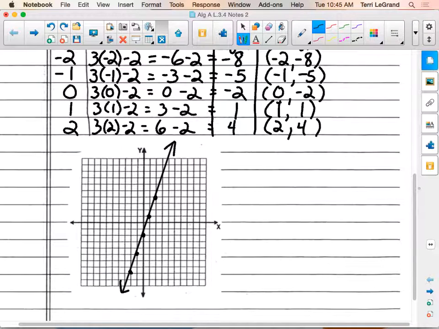This is an all real numbers domain. Every x value on the number line has a y value in this function. We just found 5 of them to help us get a graph.